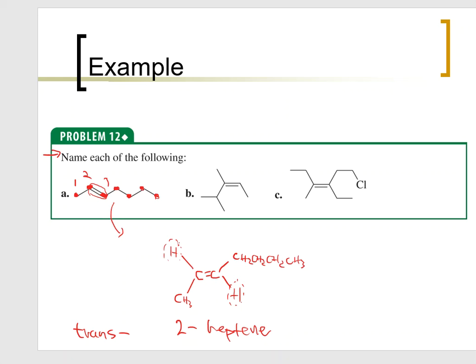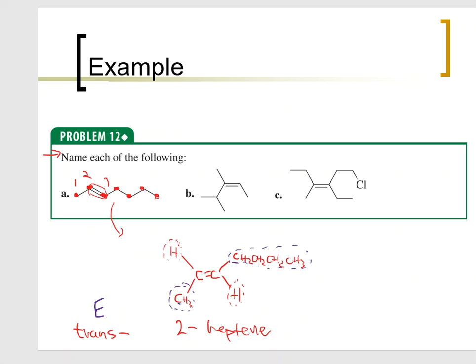All right, well, how would I do that? Well, if I look at the high priority groups, carbon beats out hydrogen, doesn't it? We've seen that before. There's my high priority group. On the right-hand side, carbon beats out hydrogen. So this is my high priority group. So these two high priorities are on opposite sides of each other. So if they're on opposite sides, then that means this would be labeled as an E as well.